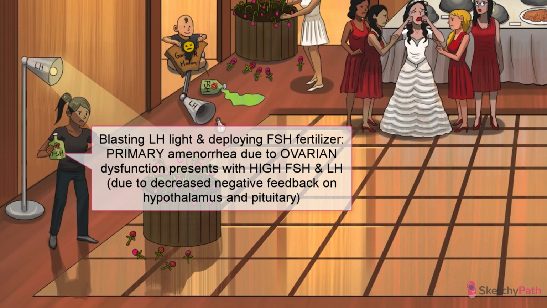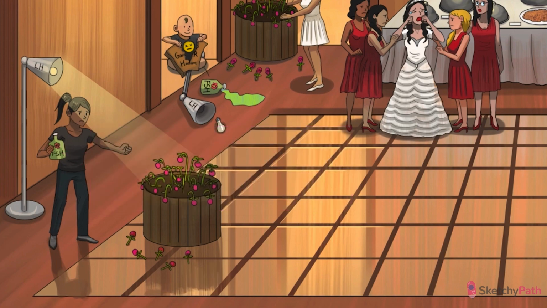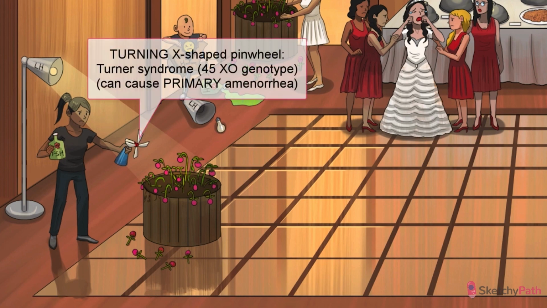In this setting, expect LH and FSH levels to be high due to decreased negative feedback on the hypothalamus and pituitary. So we've got the LH light turned on full blast, and we've overloaded that flower bed with FSH flower-stimulating fertilizer. But nothing's working. Remember that primary amenorrhea is usually caused by a congenital syndrome, which is the case here at the ovary too. In fact, the most common cause of primary amenorrhea is gonadal dysgenesis due to Turner syndrome.